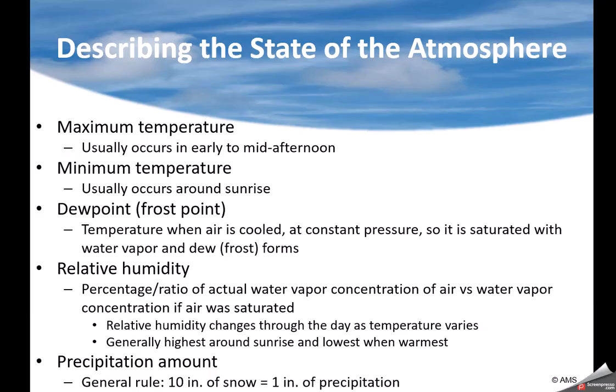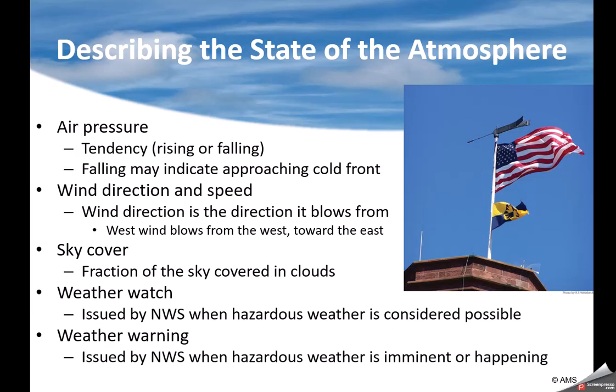If, on the other hand, I had a temperature of 70 degrees and the dew point was 69, I may be having fog or precipitation. It's very moist air. Air pressure can rise or fall. We saw how it changed dramatically just in 21 hours. Winds are just air in motion. Sky cover. When I look up in the sky, how much of the sky is covered with clouds?